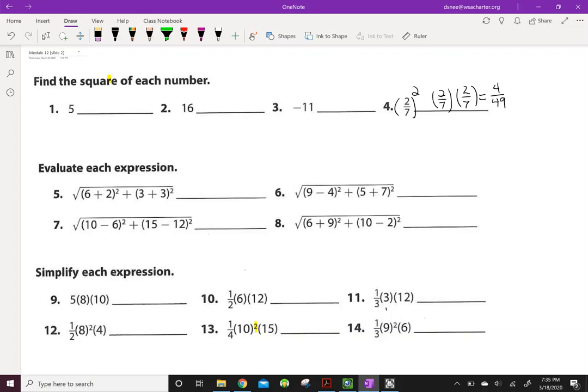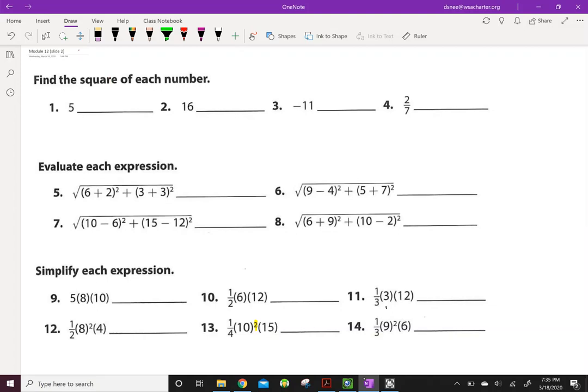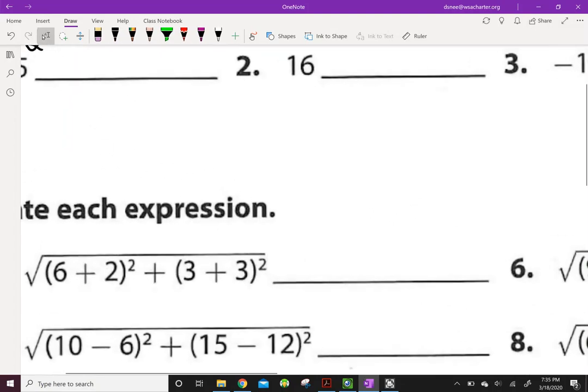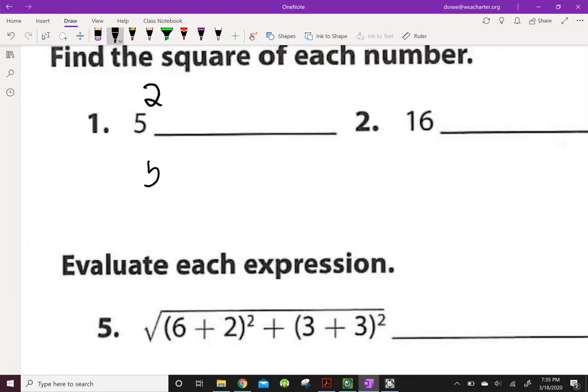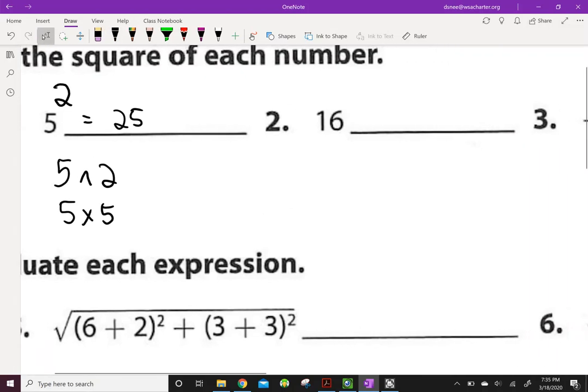Okay, the directions here say find the square of each number. So all I'm doing is squaring each number. And 5 squared, if I type that into my calculator, I push 5 up 2, or 5 times 5 equals 25.